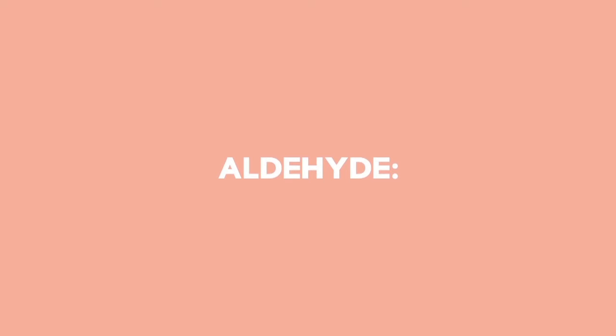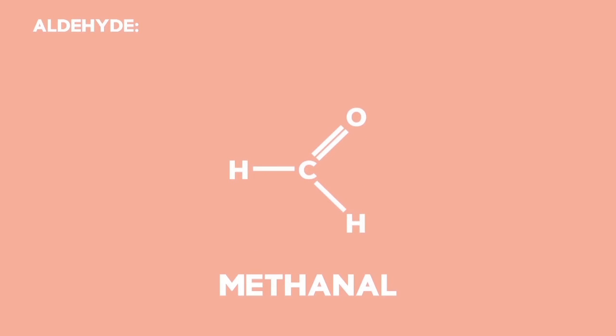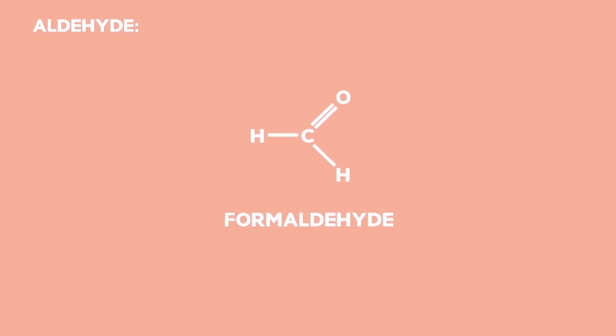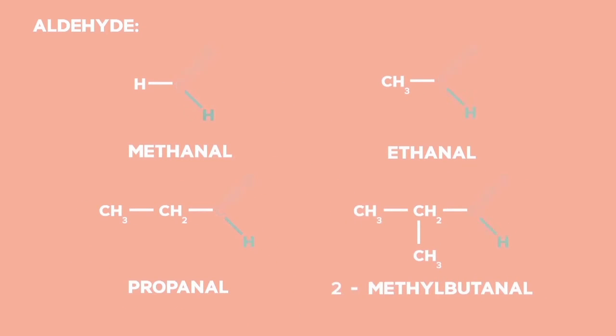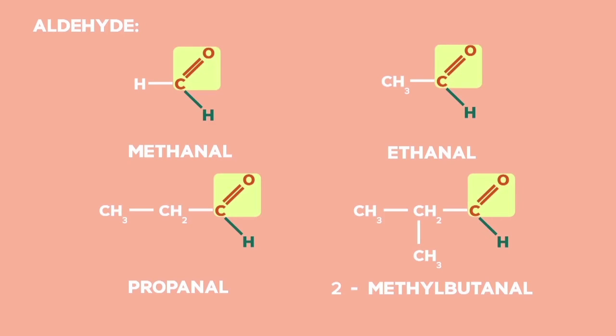Aldehydes also have the carbonyl group. For example, methanal is more commonly known as formaldehyde, and is the aldehyde that is produced on the largest scale. It has many uses, including as a disinfectant and embalming agent. The functional group of the aldehydes is almost like the ketones, except the double bond O is found on the terminal or end carbon. In this case, it is called a formyl group.